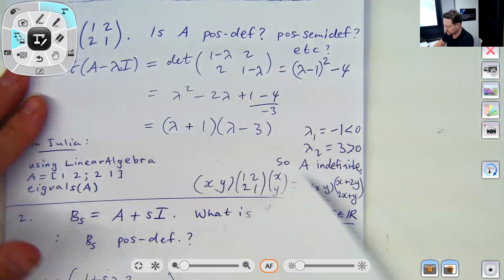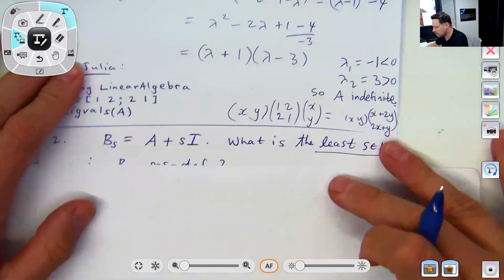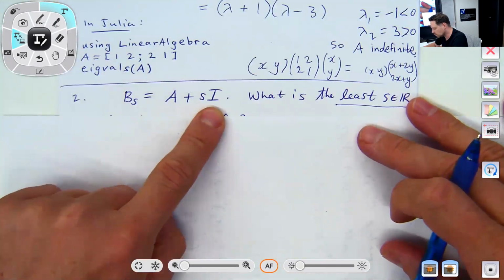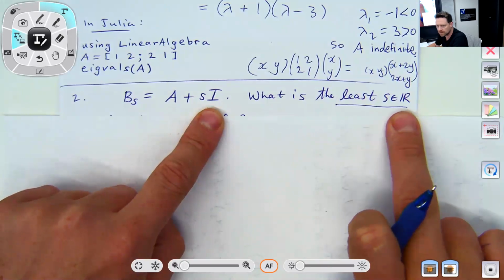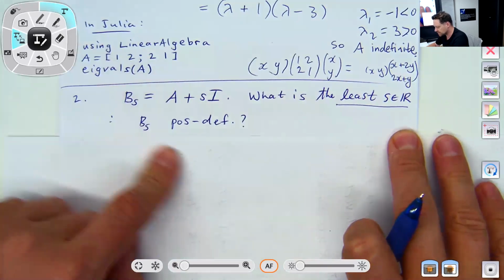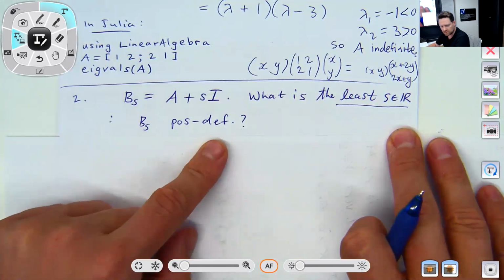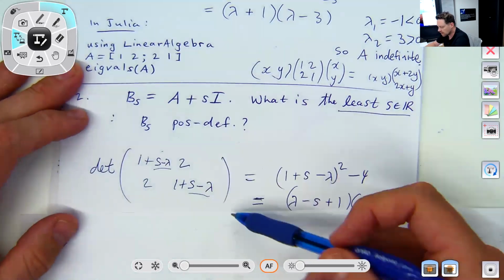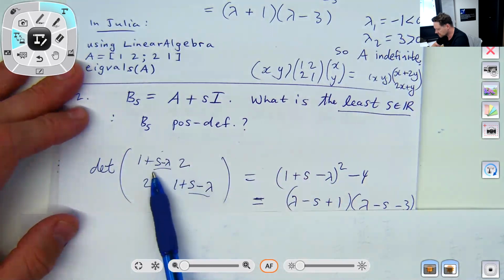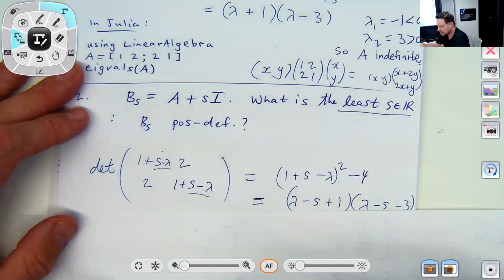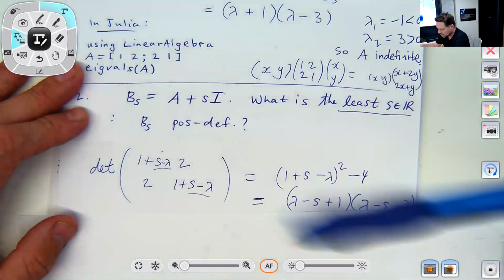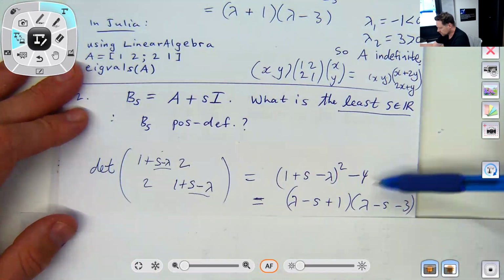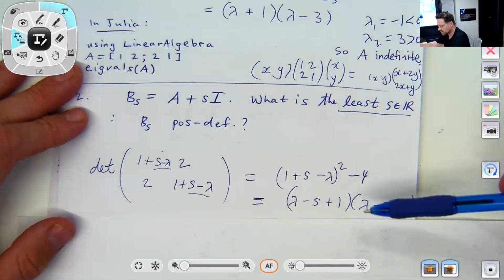Now, if we change this a little bit, so if we now have B subscript S equal to A plus S times I, what is the least S, being a real number, such that B subscript S is positive definite? Okay, so let's work through this and then have a look at that question again. We just substitute this in, so here's our matrix A plus S minus lambda I. We take the determinant of that, and we have a polynomial. We expand it, and then we can see what the eigenvalues are.